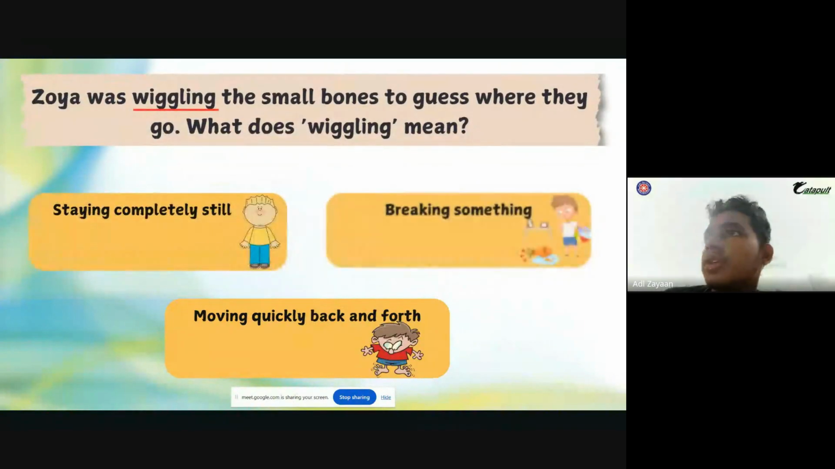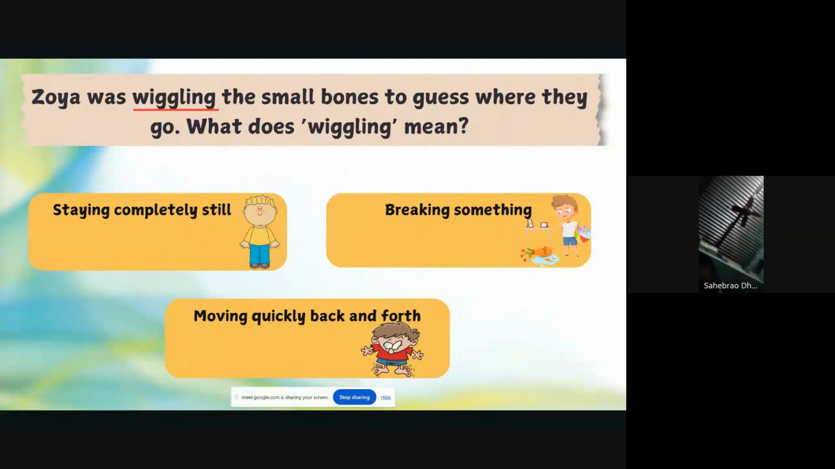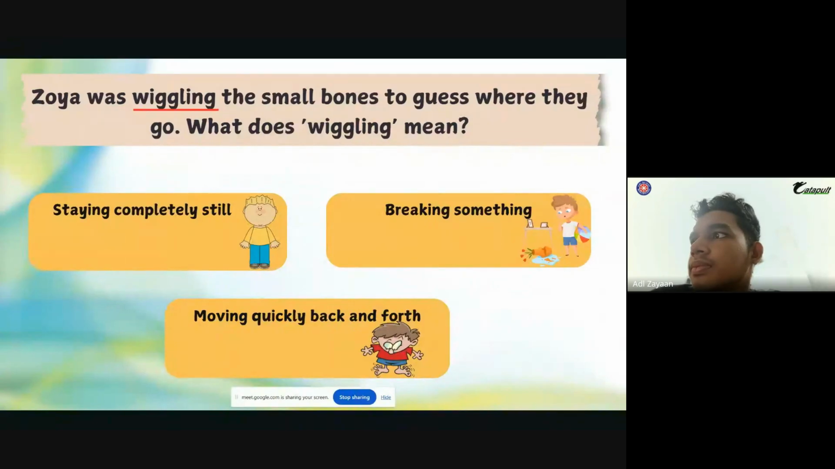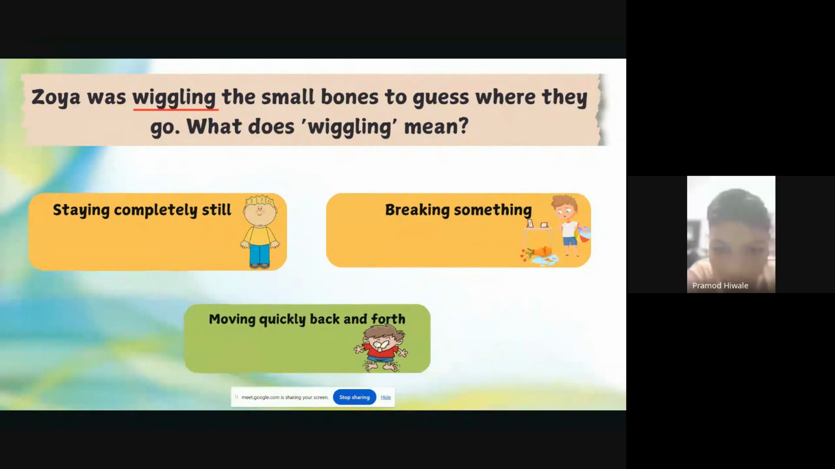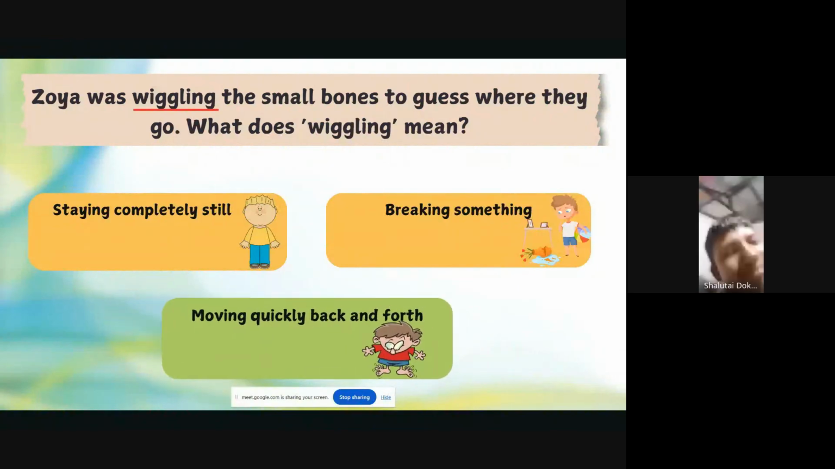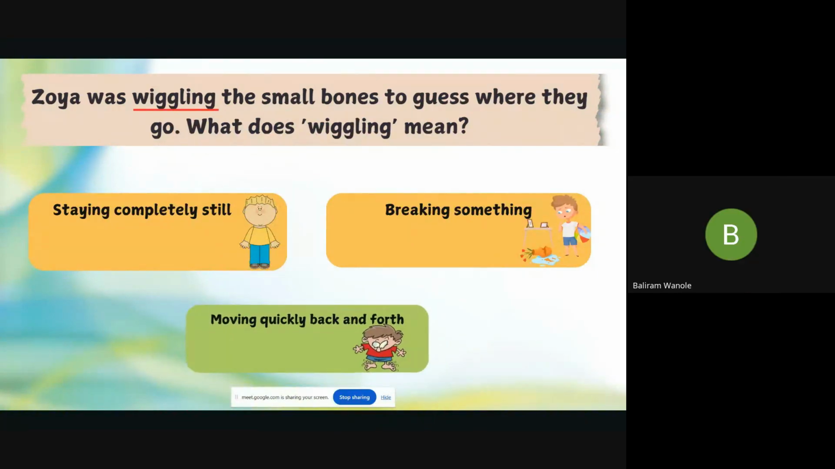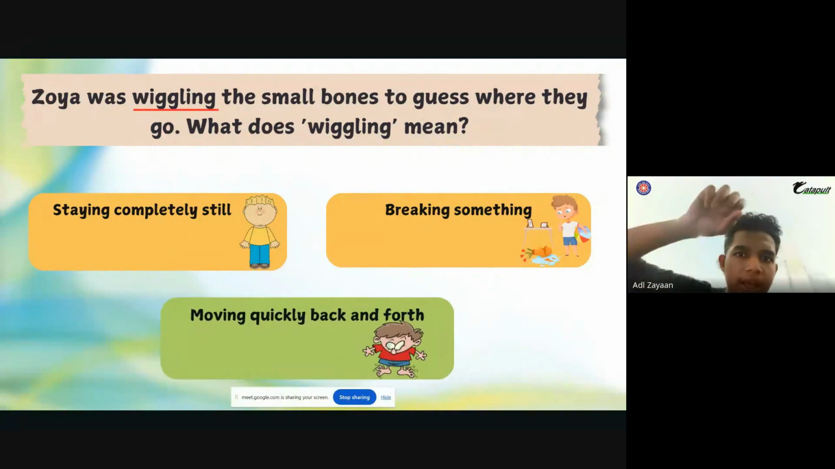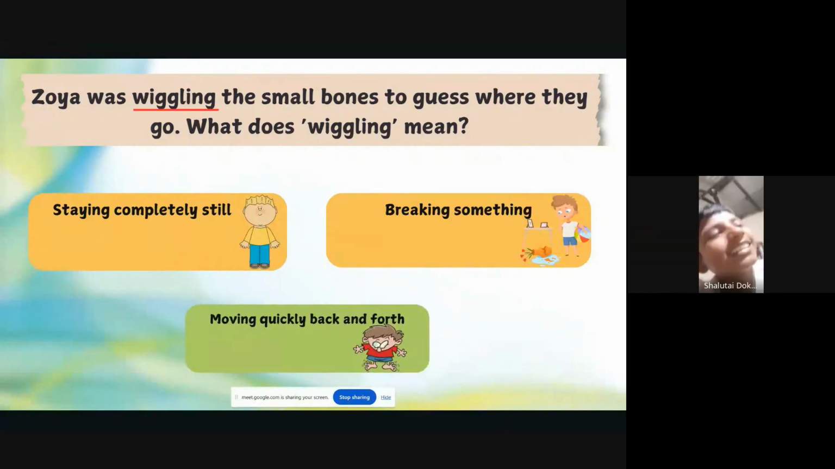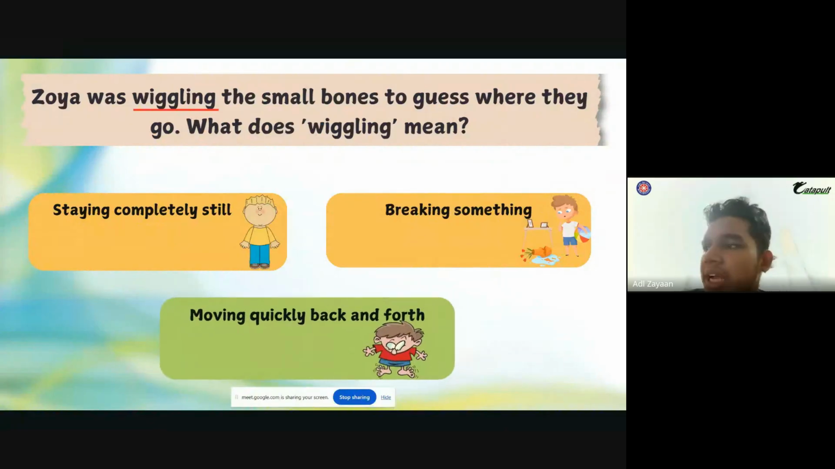Okay, cool. This is the next question. Zoya was wiggling the small bones to guess where they go. What does wiggling mean? Moving quickly back and forth, correct. Twisting is also called wiggling. So she took the small bones and moved them back and forth. This thing is called wiggling.